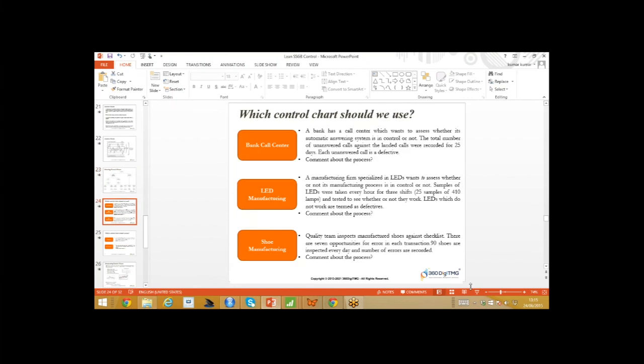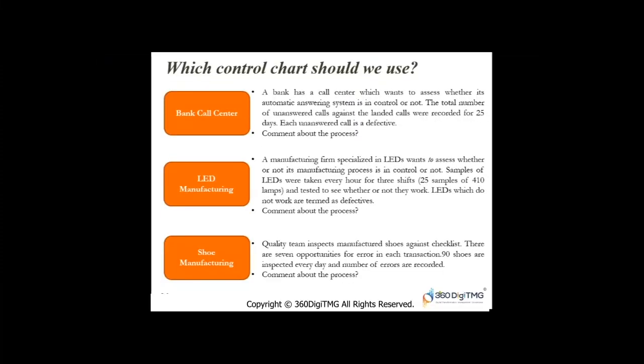Let us look into the third one, which is shoe manufacturing. Your quality team inspects manufactured shoes against the checklist. There are 7 opportunities for error in each transaction. 90 shoes are inspected every day, and the number of errors were recorded. Comment about the process. Is the process in control or not?